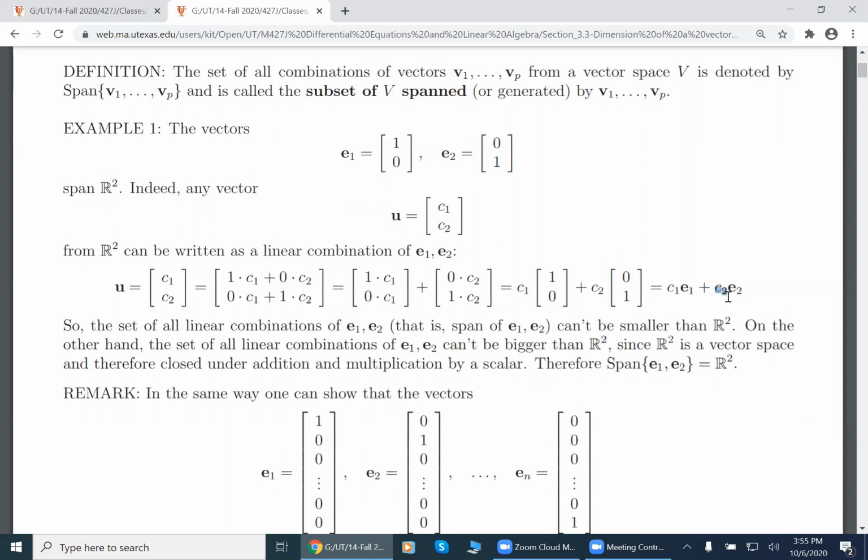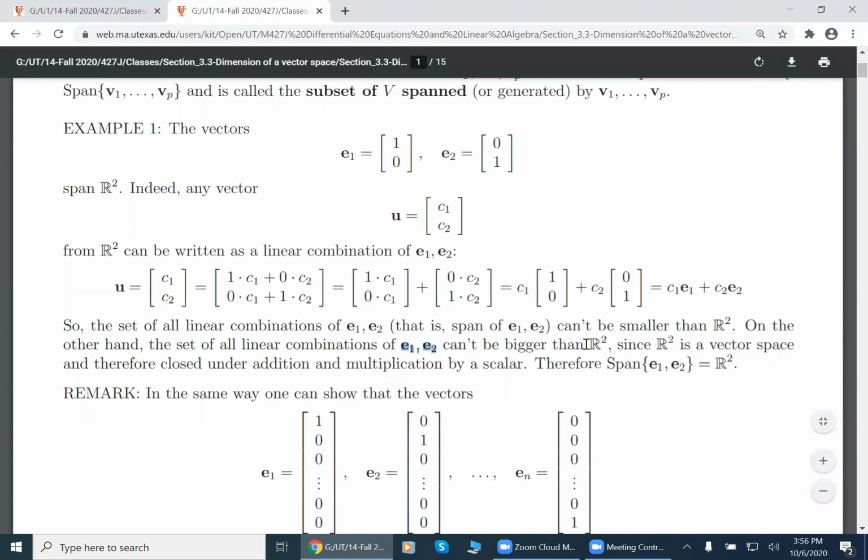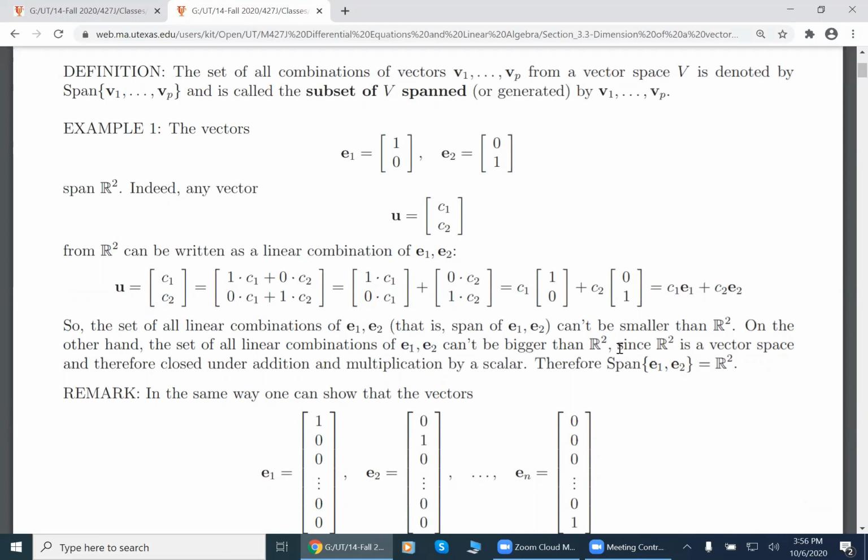Similarly, no matter what is C2, C2 E2 is from R2 again. Lastly, since R2 is a vector space, it is also closed under addition, which means this plus this is from R2 again. So no matter what we do with these vectors, this is always from R2. So the span of E1, E2 can't be bigger than R2. Was that your question? Yes, so the statement that R2 is a vector space is what makes this true? Yes, absolutely. R2 is a vector space, therefore it is closed under multiplication by a scalar and under addition.